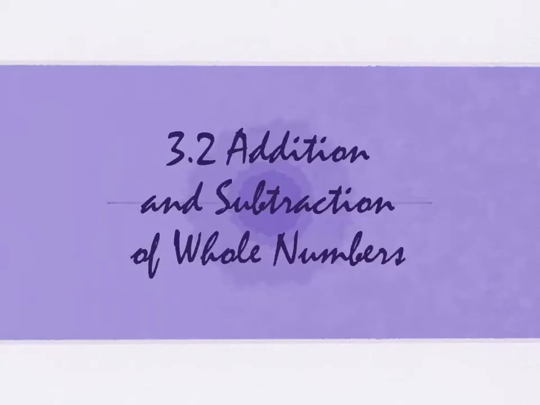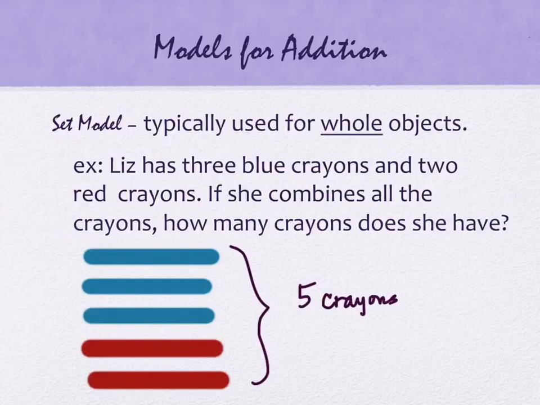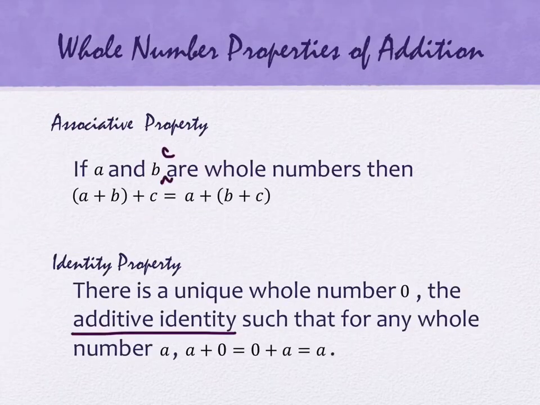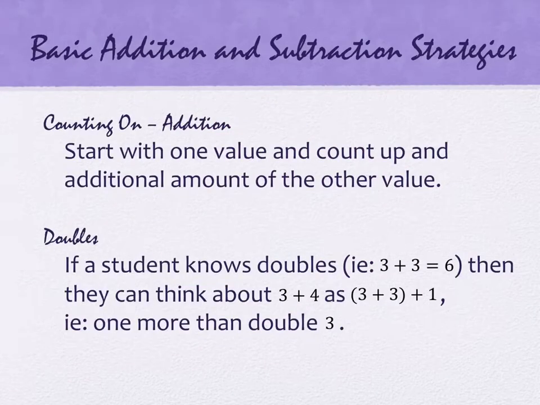Last time we were working in section 3.2 with addition and subtraction of whole numbers. We had covered the addition part, and we'd also talked about some properties of addition in particular at the very end. We're going to pick up with a few basic addition and subtraction strategies, and then we're going to take a look at subtraction specifically.